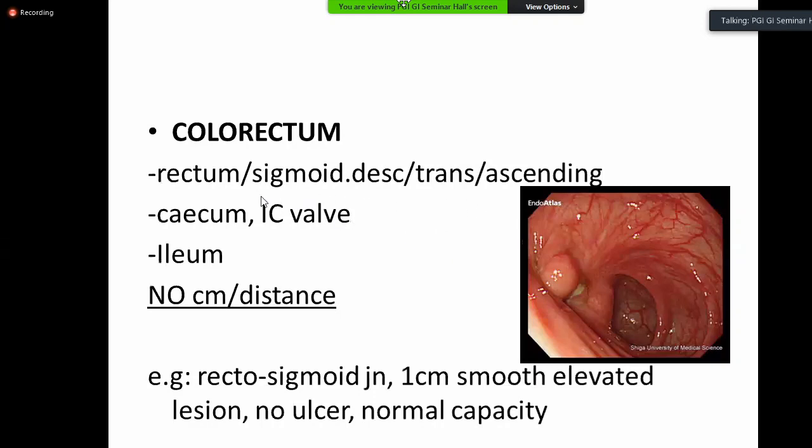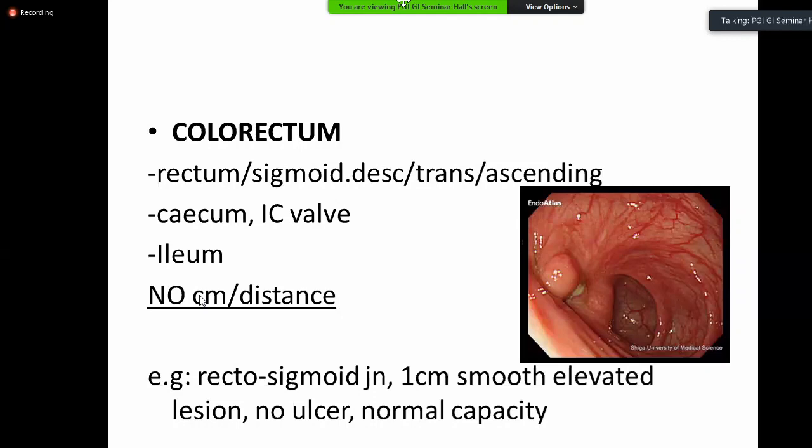In the colorectum, you'll define whether the lesion is in the rectum, sigmoid, descending colon, transverse colon, ascending colon, or in the cecum. Then define the ileocecal valve. Have you gone till that level? Have you gone across the valve into the ileum? And in the colon, you don't look at the distance from the anal verge, except in the rectum and sigmoid, because beyond that it is fallacious.